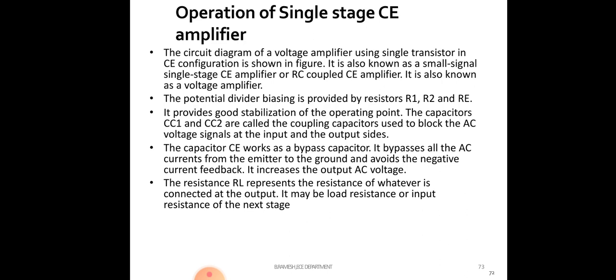The resistor RL represents the resistance of whatever is connected at the output. It may be a load resistance or the input resistance of the next stage. So this is about the single stage RC coupled amplifier.